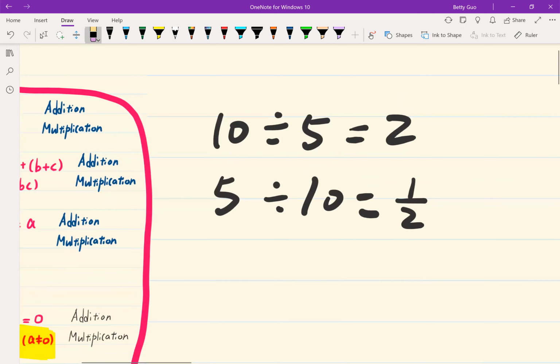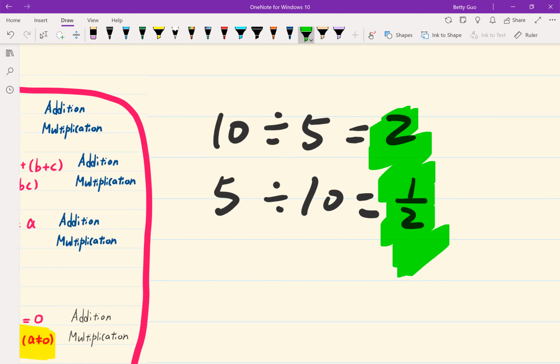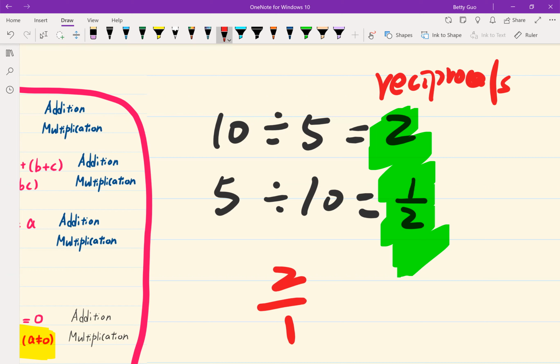Then what's the connection between them? Reciprocals. Okay? 2 is 2 over 1. Yeah, 2 over 1. You flip it. You have 1 over 2, right?